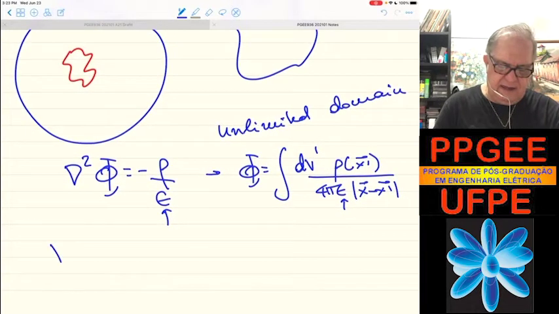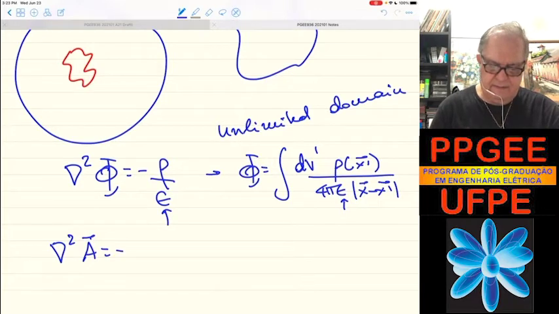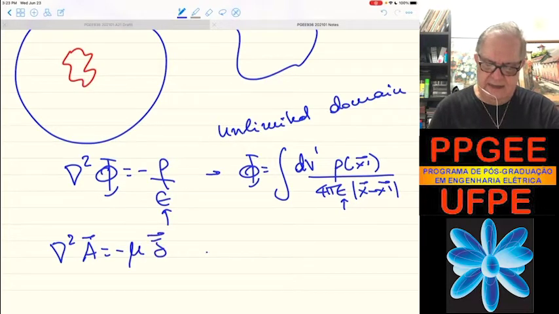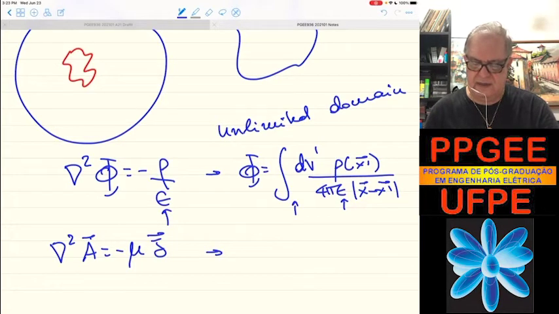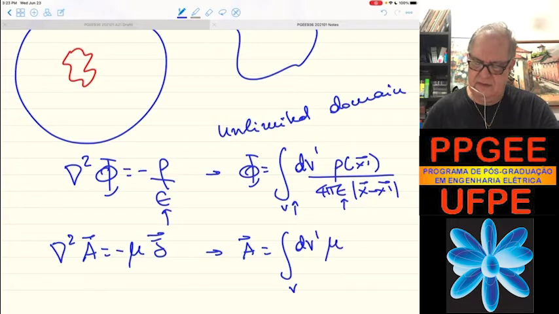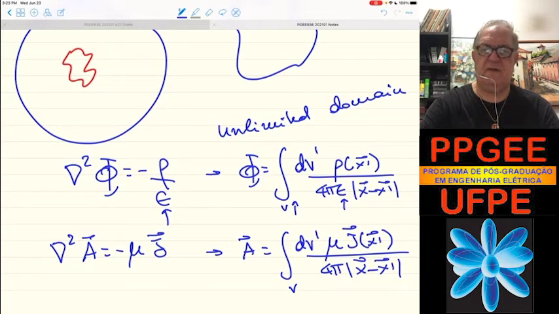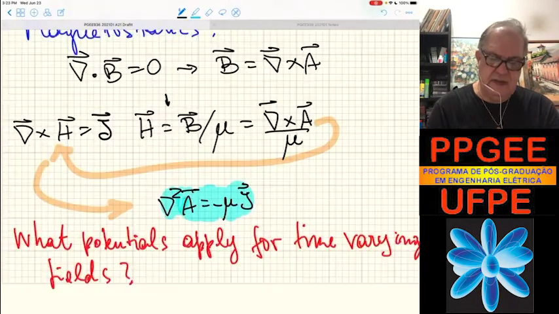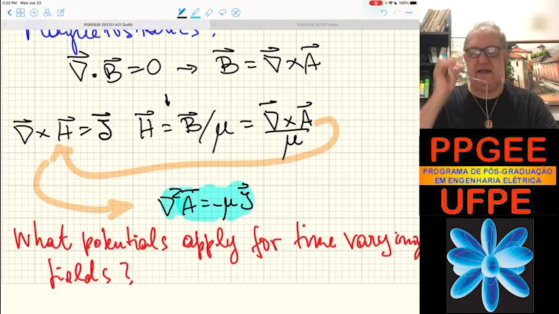In the same way, the Laplacian of A has a solution, which is the generalization of this one. The volume integral dv prime mu j divided by 4 pi times the magnitude of x minus x prime. These are things that we derived before. Okay? So that's the question. That's for electrostatic and magnetostatic fields.